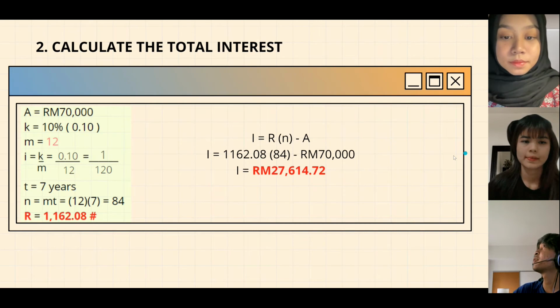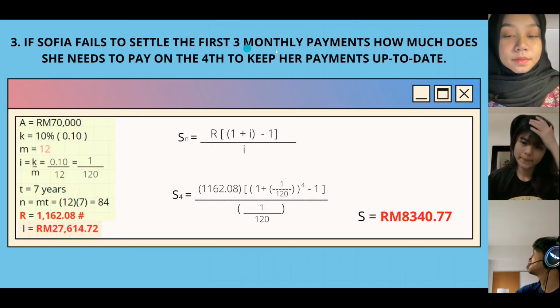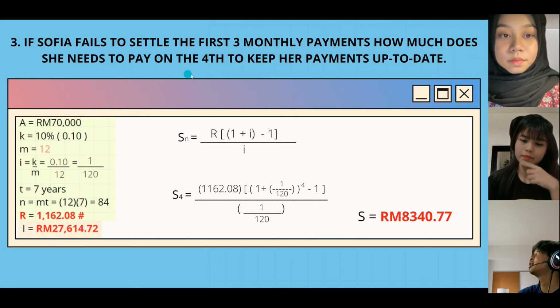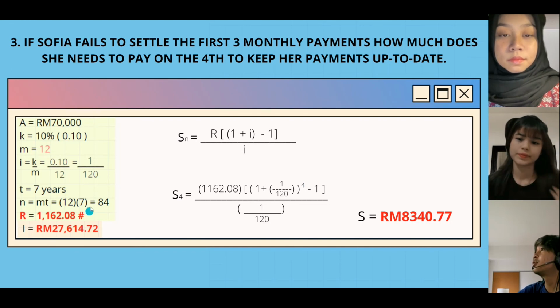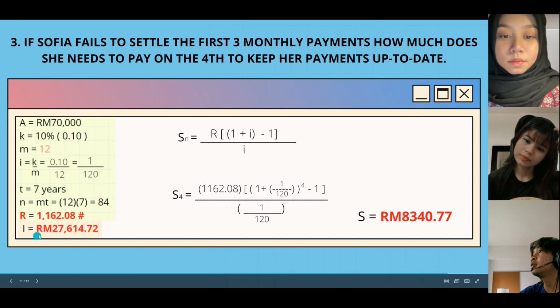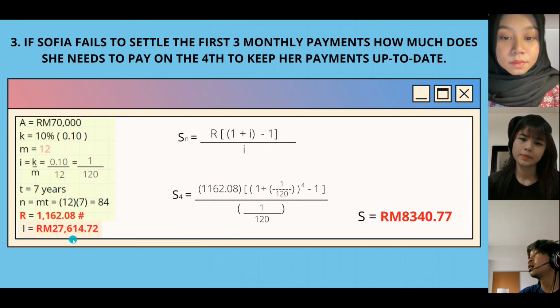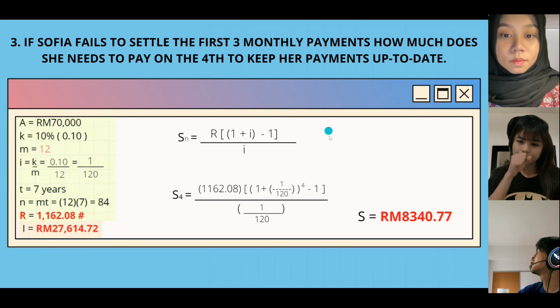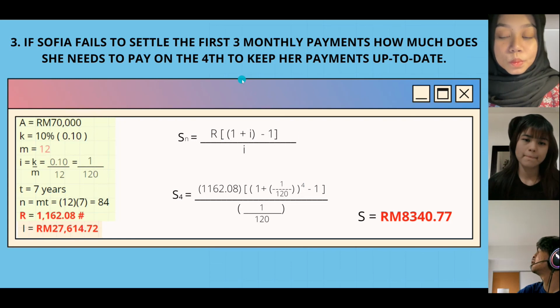So for the last question, if Sophia fails to settle the first 3 monthly payments, how much does she need to pay on the fourth to keep her payment up to date? After we get the answers from question one and question two, the interest is RM 27,614.72. So here is the formula that we use to calculate the first 3 monthly payments for Sophia. S n equals R bracket 1 plus interest close bracket to the power n minus 1 bracket.